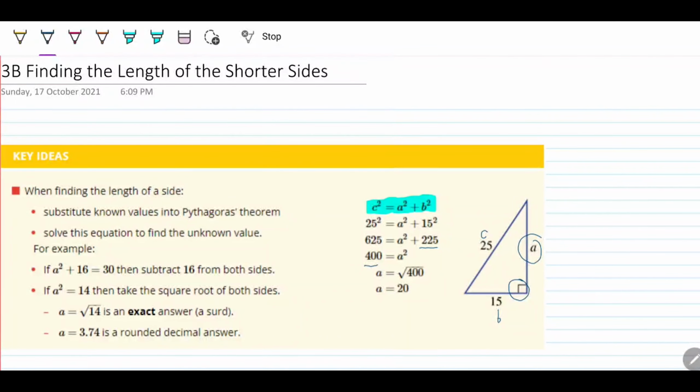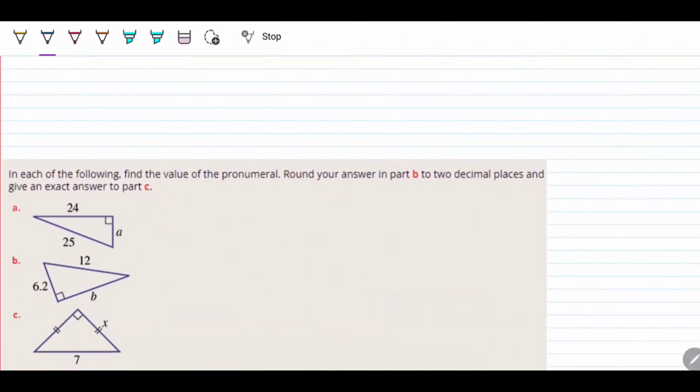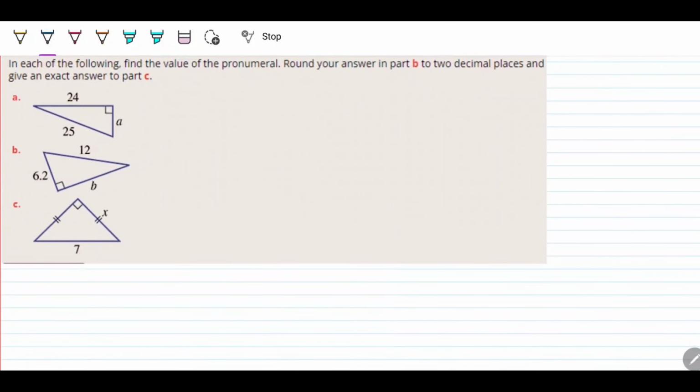Alright, pretty straightforward. Let's try an example ourselves. In each of the following, find the value of the pronumeral, round your answer in part B to 2 decimal places and give an exact answer to part C. So let's try A first. Once again, let's apply Pythagoras' theorem. I'm going to write it on the right hand side here, just so you have an idea. C squared equals A squared plus B squared.